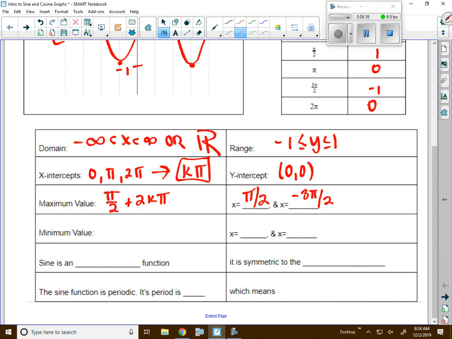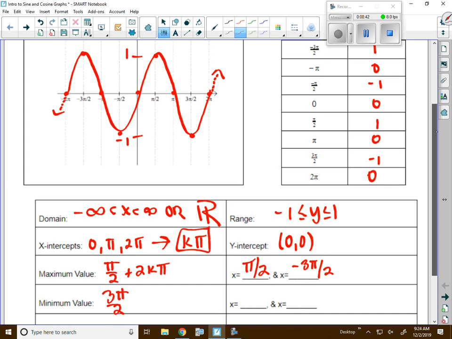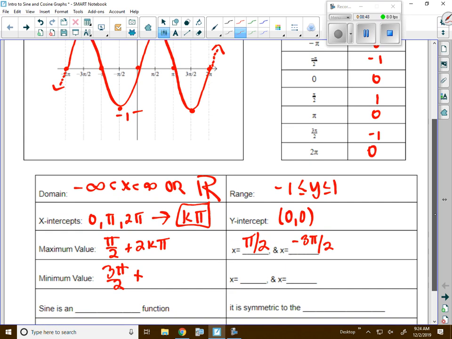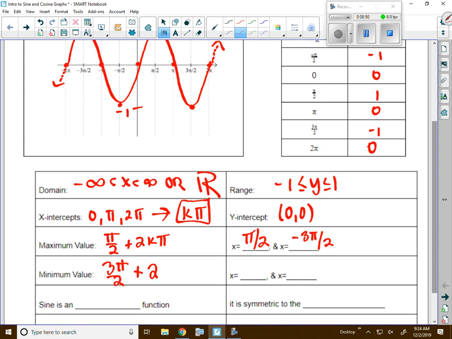Okay, our minimum value, I believe that it starts at 3 pi over 2. Yep, starts at 3 pi over 2, and then we add 2k pi to that. Again, you don't need to memorize that, it's technical. So on our graph, we have negative pi over 2 and 3 pi over 2.